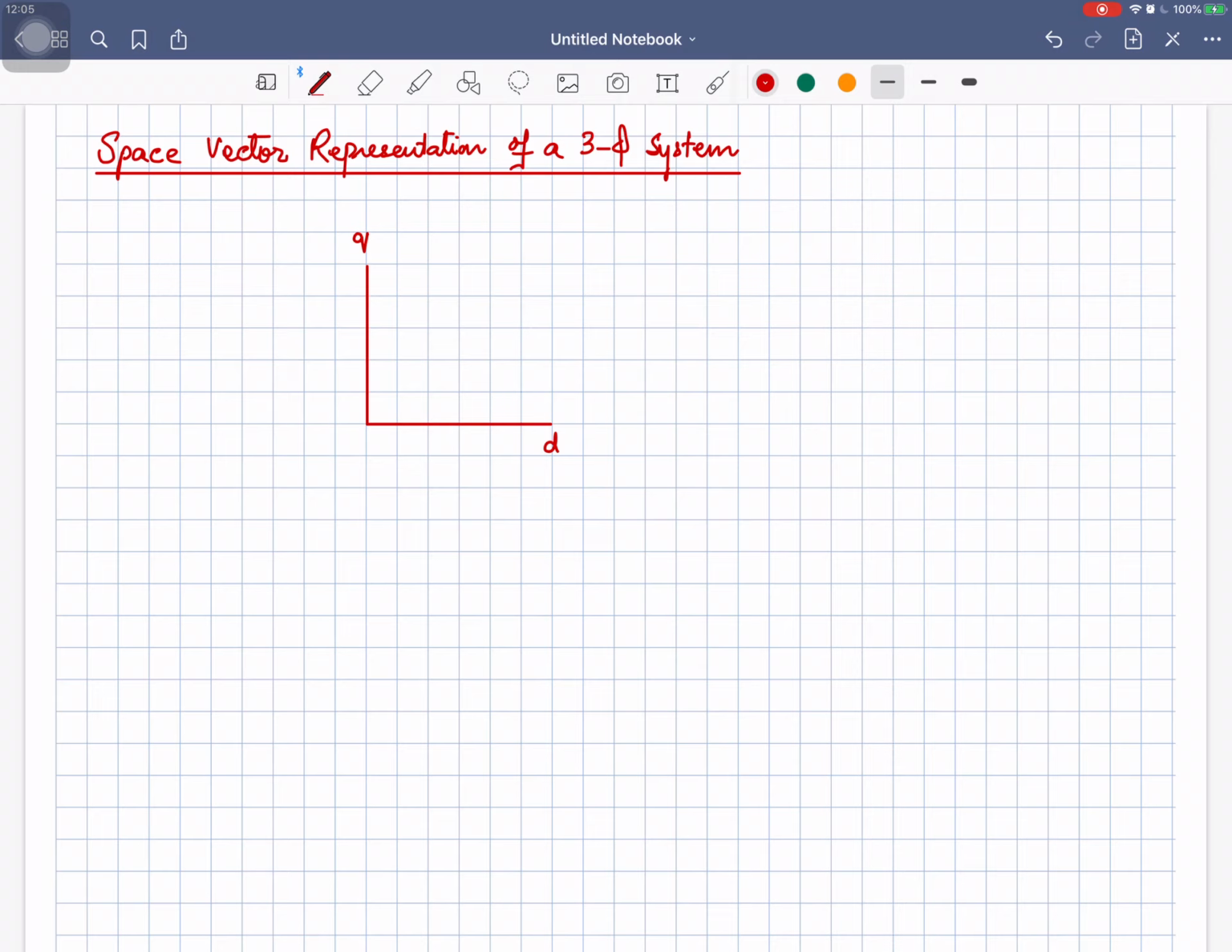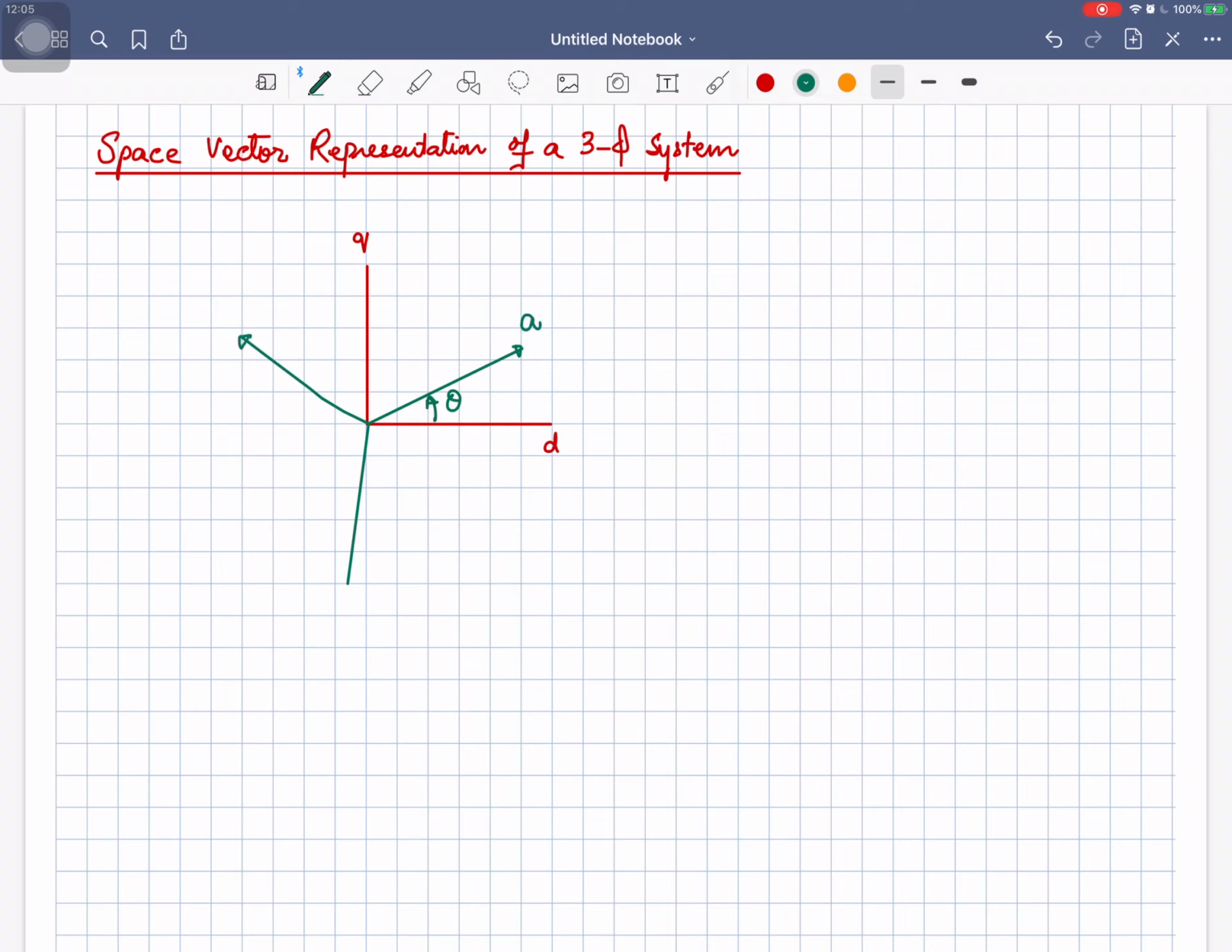You can give it any name, x-axis or y-axis. And now we suppose that our three-phase system is distributed in this space. This is our phase A, this is our phase B, let's suppose, and this one is our phase C. Let's suppose that phase A is making angle theta with this d-axis.